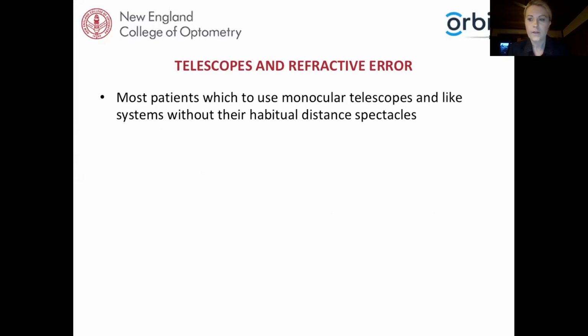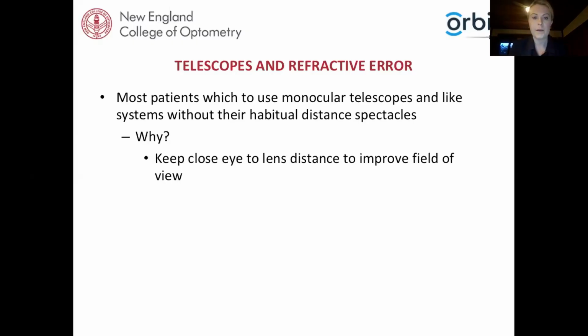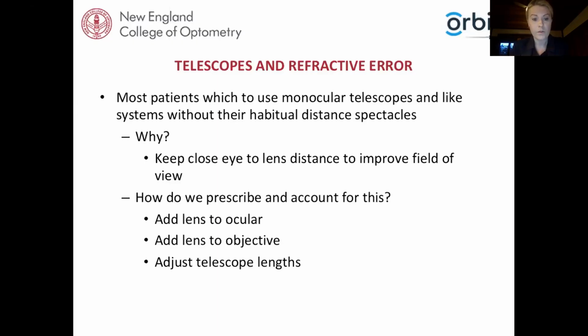Now, there's one other very important clinical optics point with telescopes and refractive error. And that is that most patients like to use monocular handheld telescopes, especially without their habitual spectacle prescription. This really applies if the telescope is focusable and you can alter the tube length. The reason patients like to do this is because the closer they get that telescope to the eye, just like any other magnification system, the better the field of view they will have.